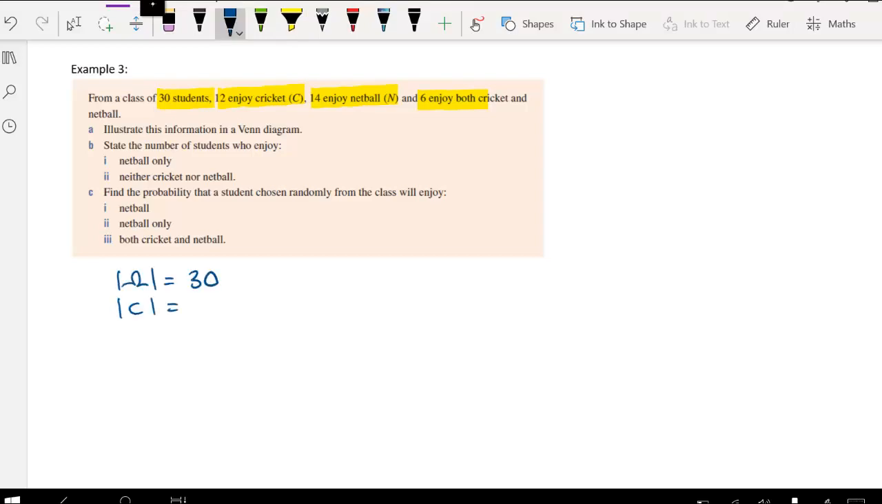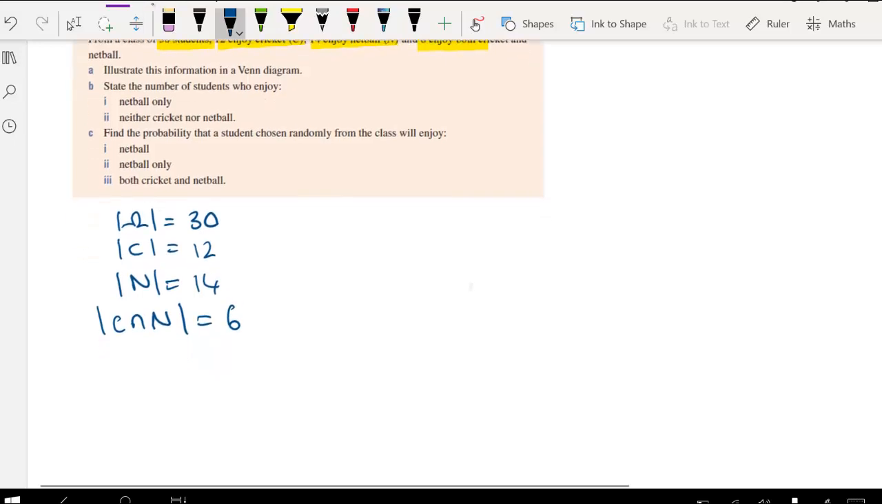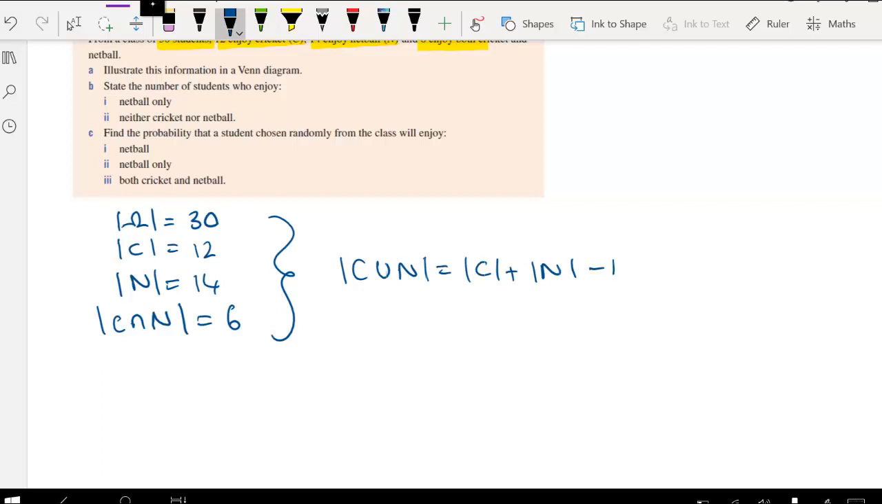The number of cricket is 12. The number of netball is 14. And the intersection between cricket and netball is 6. So straight from there, we can apply our inclusion-exclusion principle. We can say the union of cricket and netball will be cricket plus netball, subtract cricket and netball. So that means we have 12 plus 14 subtract 6. That leaves us with 20.